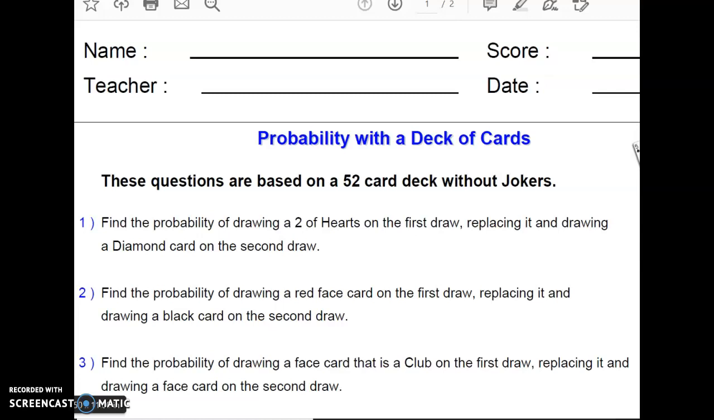The probability of drawing a diamond. Well, there are 13 diamonds, and normally the probability of drawing a diamond would be 1 out of 4. But there aren't 52 cards left, there are only 51. So the probability of drawing a diamond is now 13 out of 51.